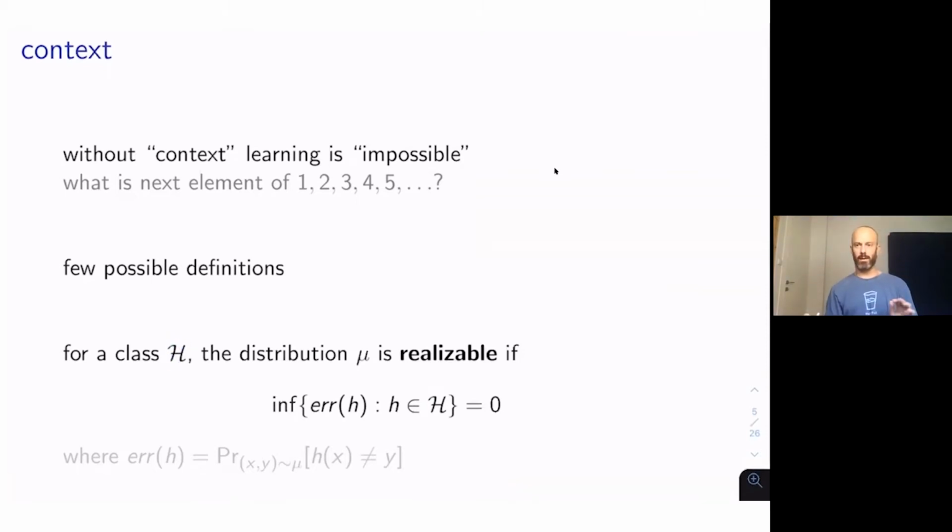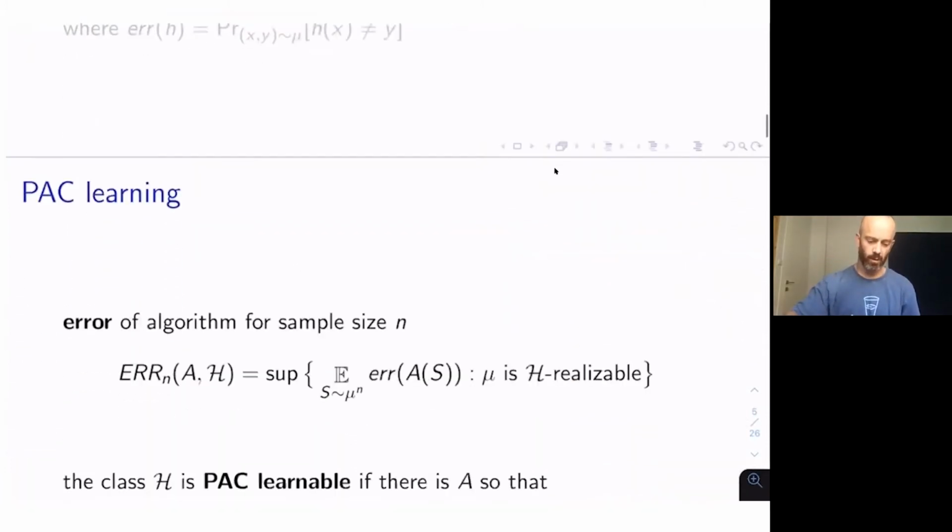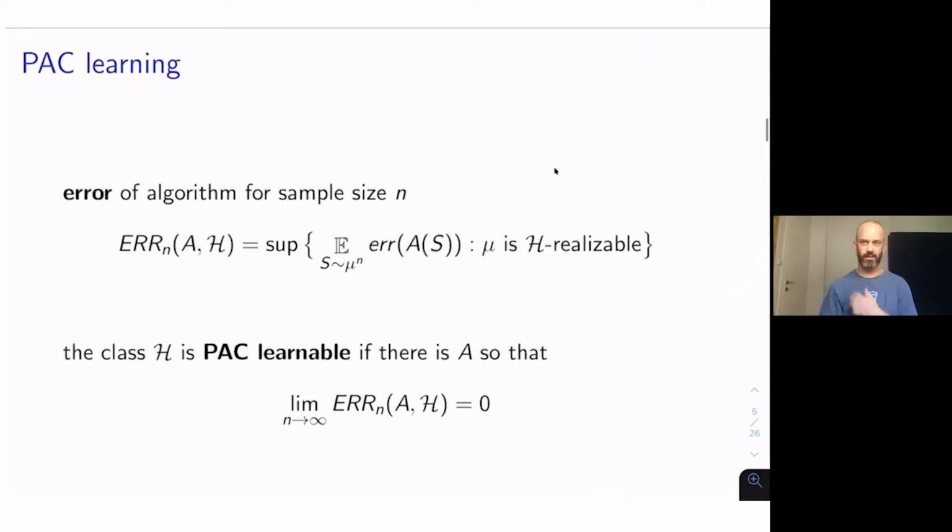And now we have a learning algorithm, we have context, and now we can define what learning means, what PAC learnability is. So here is one way to define it. This is not the most standard definition, but it's equivalent and there are fewer quantifiers. So I'm going to use this. So this is a definition of learning.